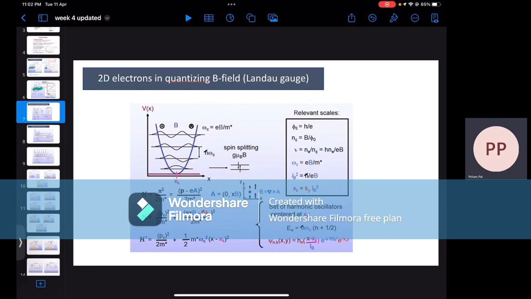So this is like the beginnings of quantum mechanics. The Hamiltonian of a free particle is the kinetic momentum squared divided by twice m star. There is a potential V, which is zero for the free particle, as you know. So now, in the presence of a magnetic field, what is the momentum?